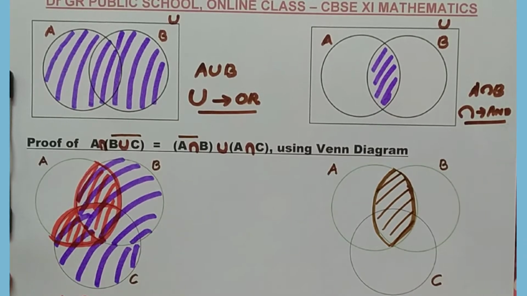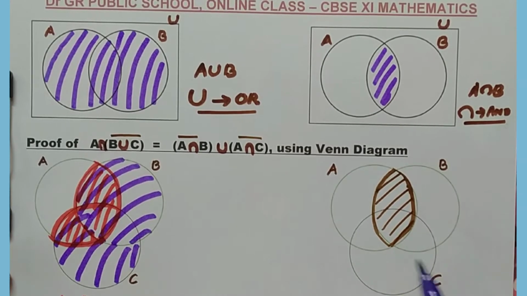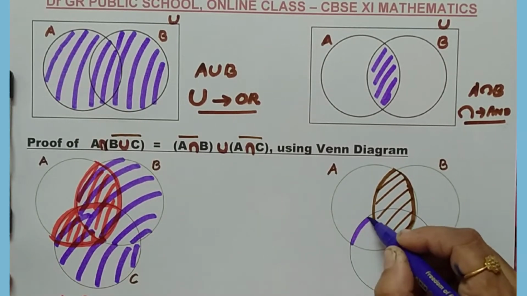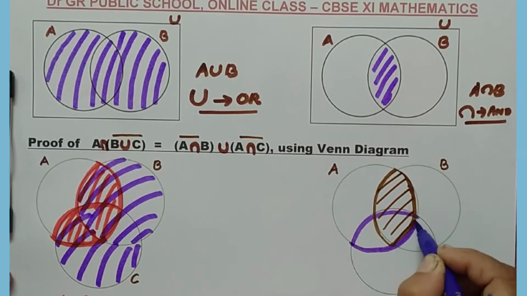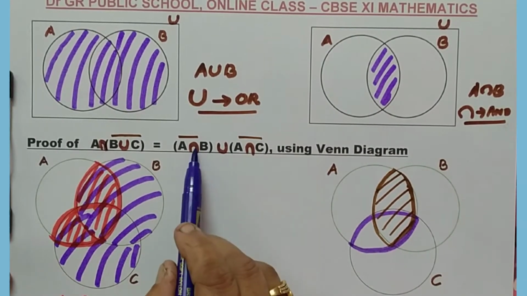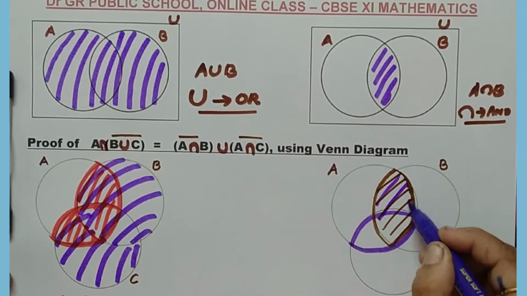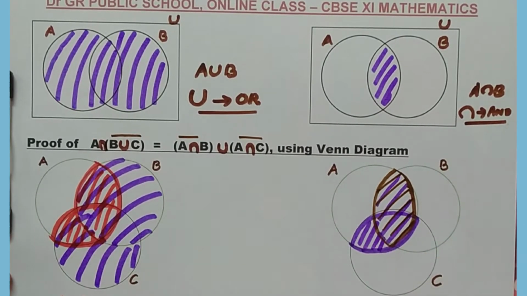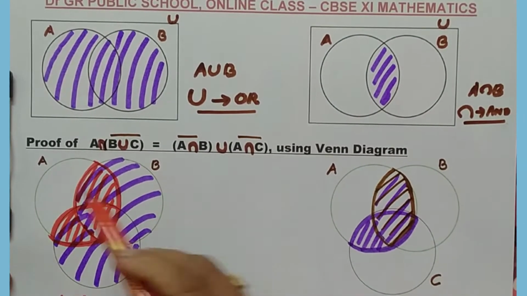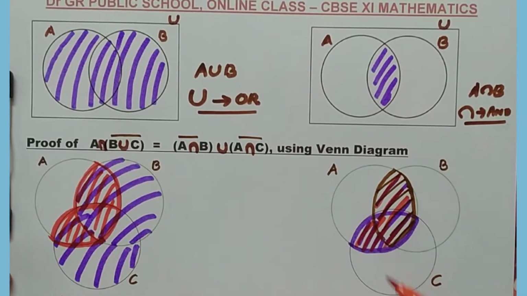Then, one more thing, A intersection C you need to find. A intersection C means that this much area represents A intersection C, the common area for both A and C. Now we need to take the union of these two. Union means the whole area for both A intersection B and A intersection C. Listen to this. Now you can see that the shaded area is the same in both the cases. So using Venn diagram, even an identity we can prove.